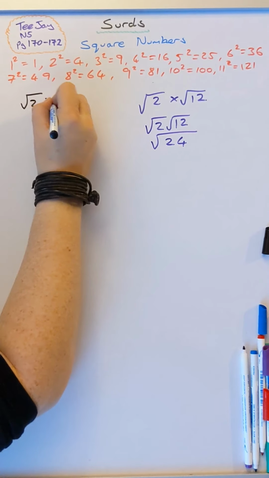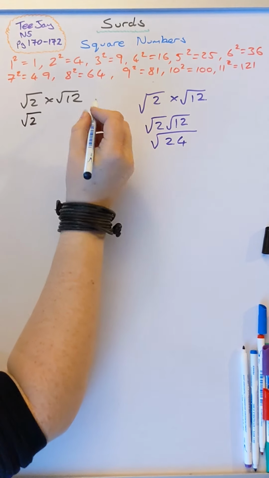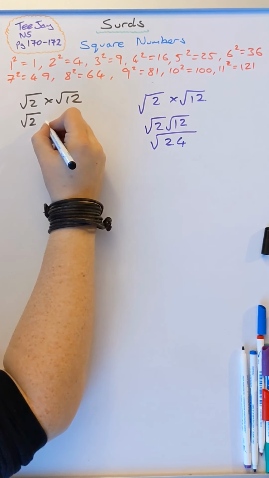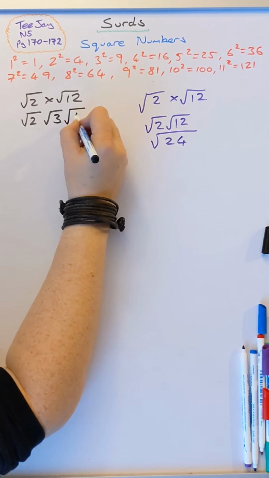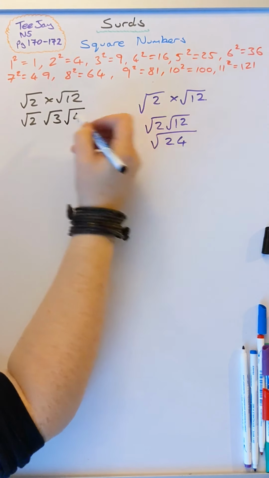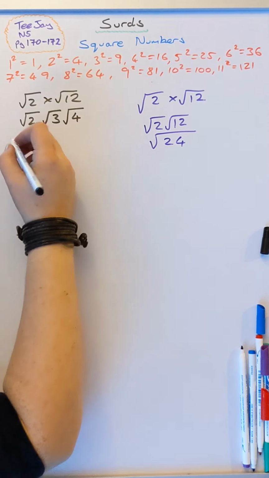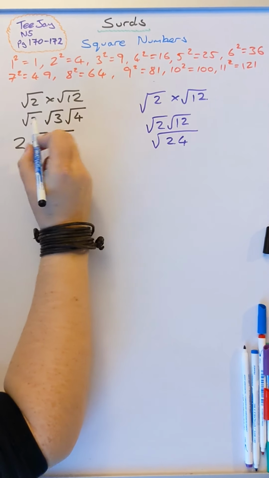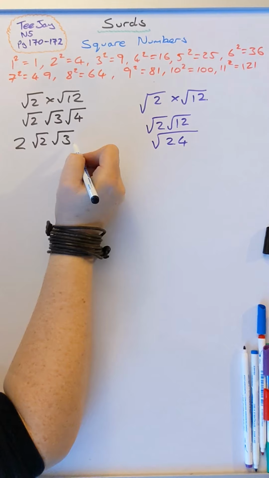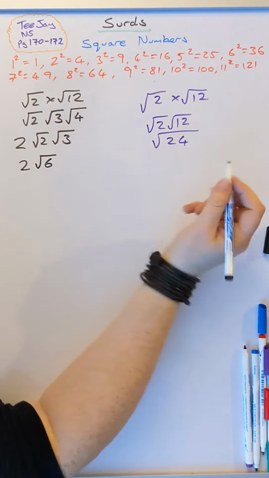So we've got root 2 times root 12. We know we've got a root 2. And we know 12 can be broken down into its component parts. So we know it's 3 times 4. 4 is a square number. So we know we're taking a 2 out the front. So we have 2 root 2 root 3. And at this point we can combine these two because we don't have any more pairs. So we have 2 root 6.